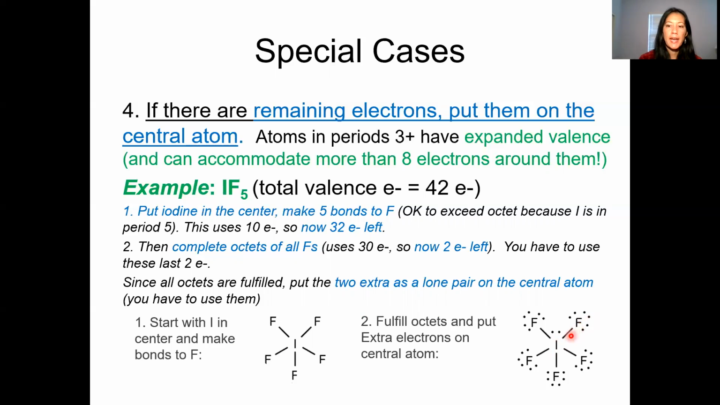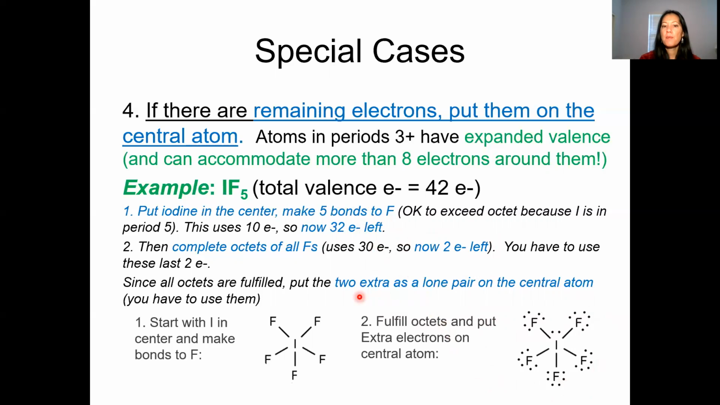So the fluorine already has 2, it needs 6 more. So we put those as 3 lone pairs, 2 each on each of the sides of fluorine. So each fluorine needs 6 more electrons to fulfill the octet. 2, 4, 6, 8. So I have 5 fluorines times 6. I just used 30. I used to have 32 the last time I checked, and so now I have 2 left. Now you're in a situation where all the octets are filled and you have extra electrons.